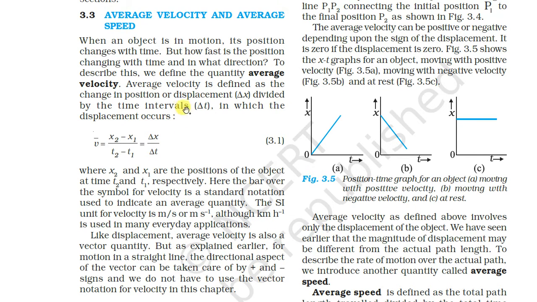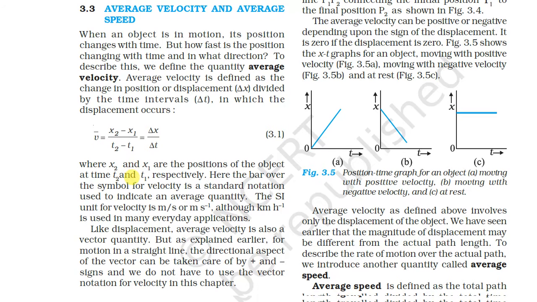So see here, average velocity means the change in position divided by the time: displacement upon delta t gives us the value of the velocity. So the velocity here is v bar, the standard notation used to indicate the average velocity, the average quantity. So x2 minus x1 divided by t2 minus t1 is equal to delta x by delta t.